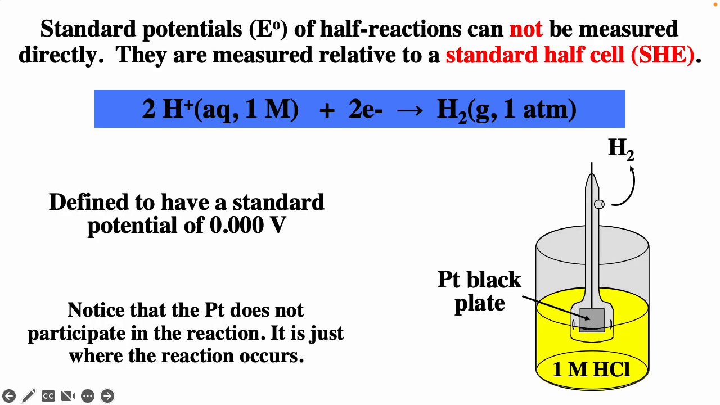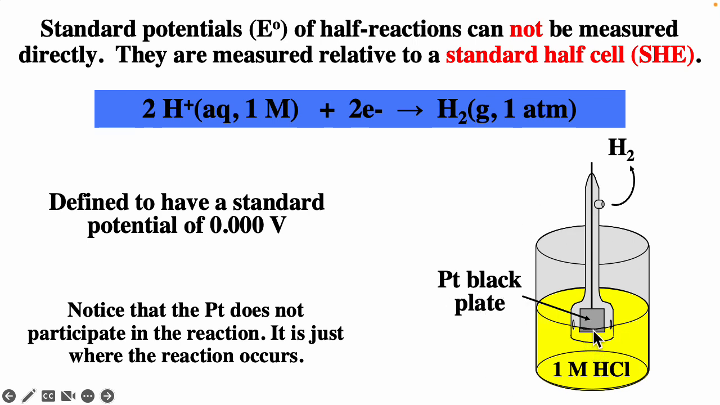Standard potentials of half reactions cannot be measured independently. They have to be measured relative to another half reaction. And so we can't determine it in absolute terms, and so we define the standard half cell as having zero potential. Our standard half cell is hydrogen ions plus electrons going to hydrogen gas at 1 atmosphere or 1 bar. And so the standard half cell looks something like this.